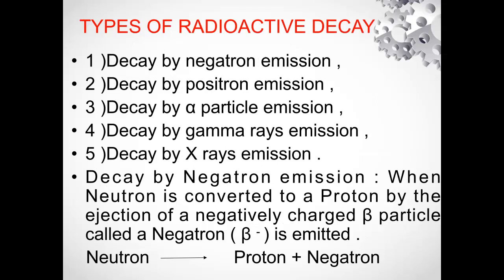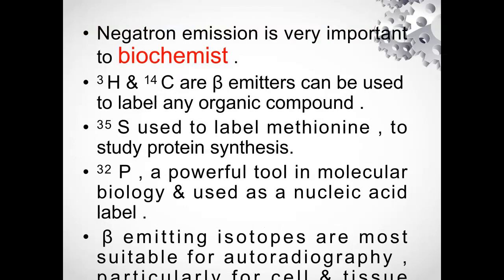Now we also have types of decays that we encounter in radioactivity. We have the negatron emission, the positron emission, the alpha particle emission, the gamma rays emission, and the X-ray emission. Decay by negatron emission occurs when a neutron is converted to a proton by the ejection of a negatively charged beta particle, called a negatron, which is beta minus. Negatron emission is very important to biochemists, so we are going to talk about that in this lecture.